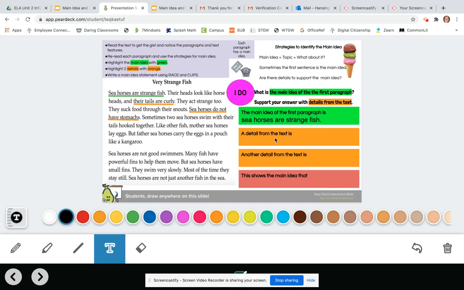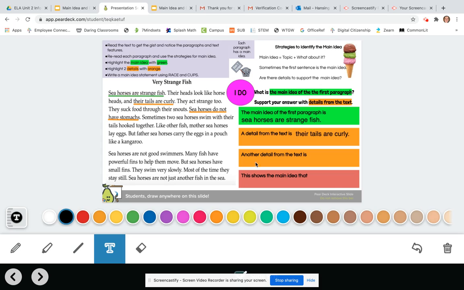A detail from the text is, here I get to use the text itself to help me with spelling and remembering my ideas. I'll put the text tool here and type, their tails are curly. Their tails are curly, period. My second sentence is, a detail from the text is their tails are curly. Can actually probably fit that right there.